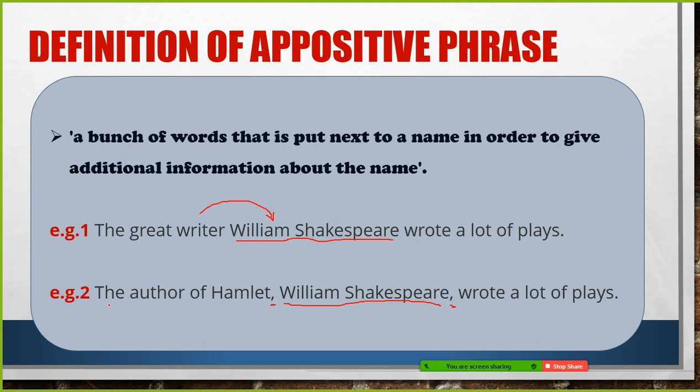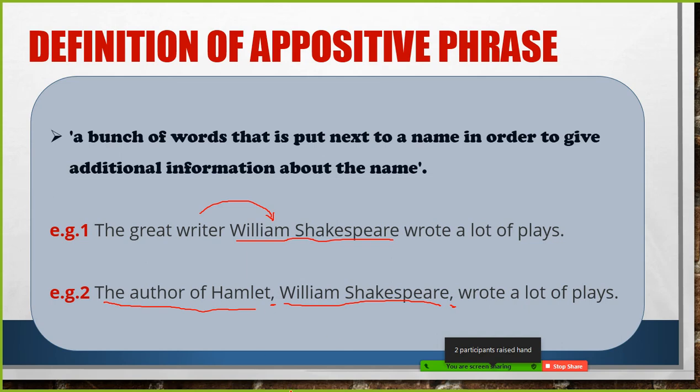Why? Because I gave you specific information about him before: the author of Hamlet. All of us know who wrote Hamlet: William Shakespeare. So it's enough for me to say that the author of Hamlet wrote a lot of plays. It will come up in your mind directly. Only one author wrote Hamlet. Who is he? William Shakespeare. So now adding William Shakespeare is extra information. That's why it's not essential, and that's why I put it between two commas. It's additional information.